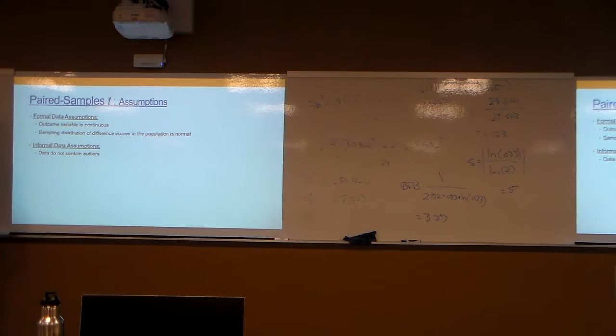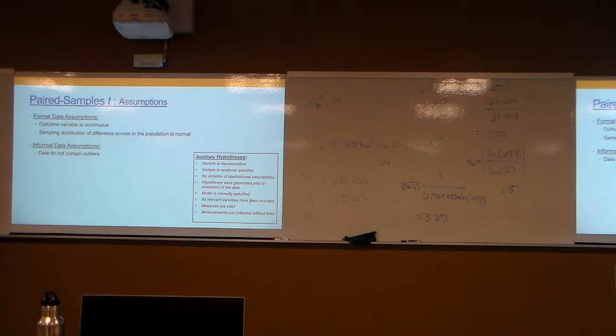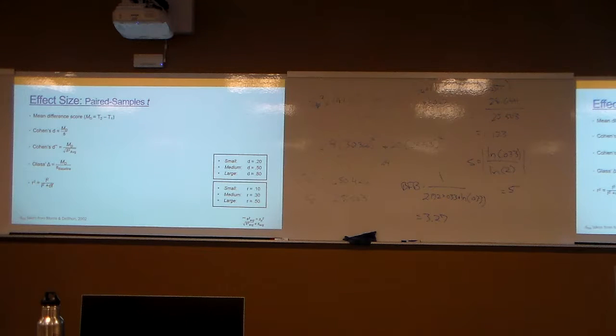Okay, cool. Assumptions of our paired sample t. Basically, they're the same assumptions we have for our single sample t. Our outcome variable is continuous. The sampling distribution of difference scores is normal in the population. The data don't contain outliers, and then all of our auxiliary assumptions that we would normally expect: that we've got a random sample, and we're not deciding what our hypotheses are after we've run our data, that type of thing. So, thinking about effect sizes.